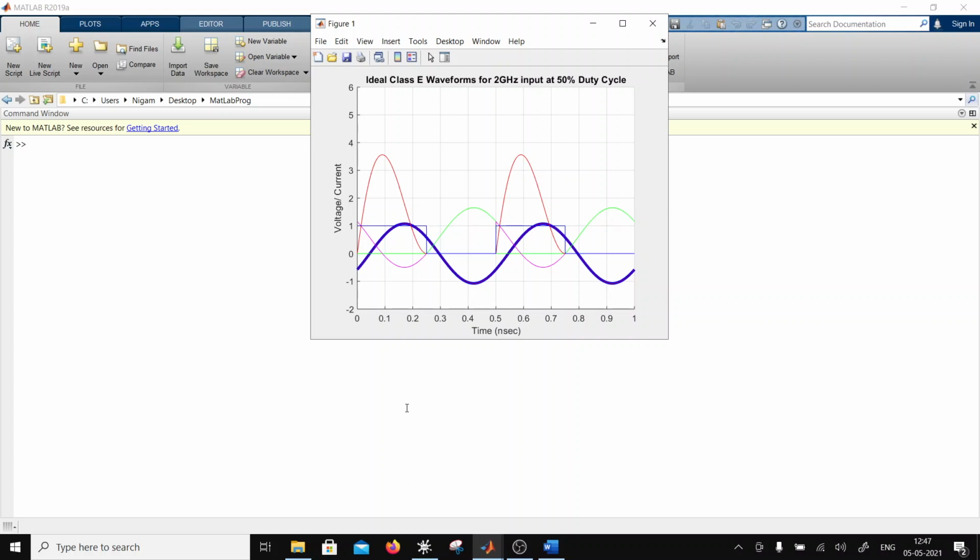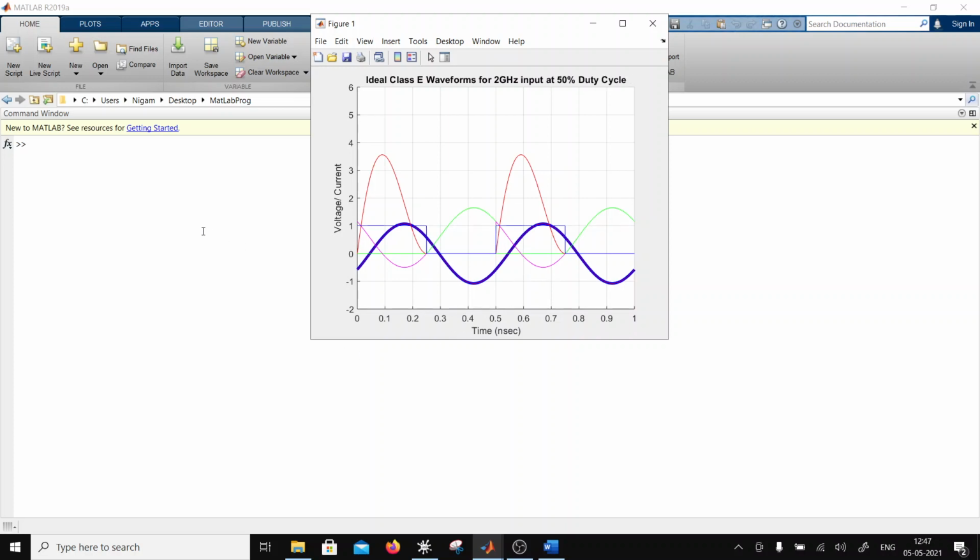Okay, so now you can see that for a 50% duty cycle at 2 gigahertz I am plotting 2 such cycles, and I am having a voltage waveform here, and then I'm having an output waveform. The magenta is through the capacitor, the green one is through the switch current, and the voltage across the switch is the red one, and this is a class E.